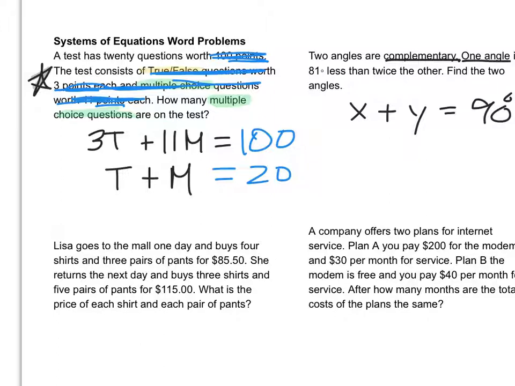One angle, so let's say X, equals 81 degrees less than twice the other. So here less than means a minus, which means it's a turnaround word. So 2y and 81, twice the other, and I need to subtract the 81.